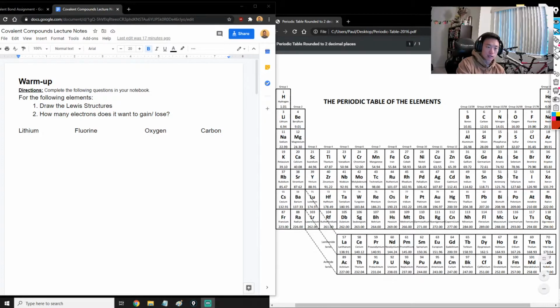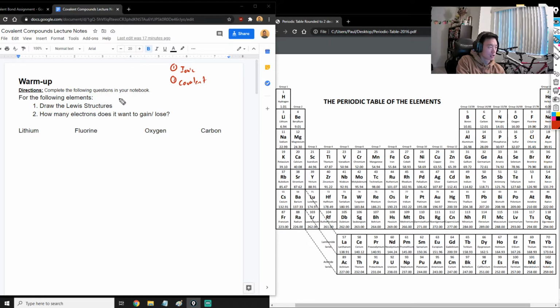Alrighty guys, so in today's lecture we're going to be talking about something called covalent compounds. Now you've heard this term before a few lectures ago. We talked about different types of molecules, and in the last lecture we talked about ionic compounds and what those were. And today we're going to talk about the second type, which are covalent compounds.